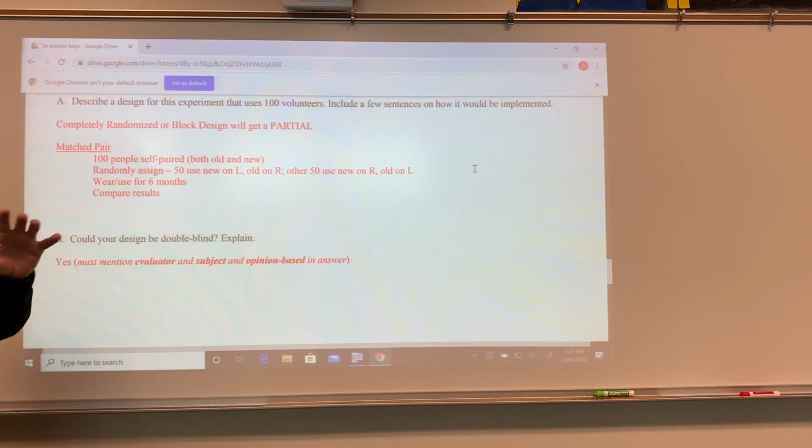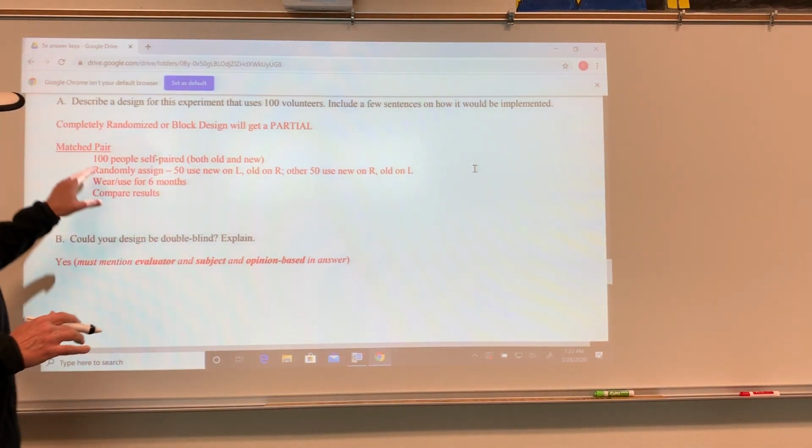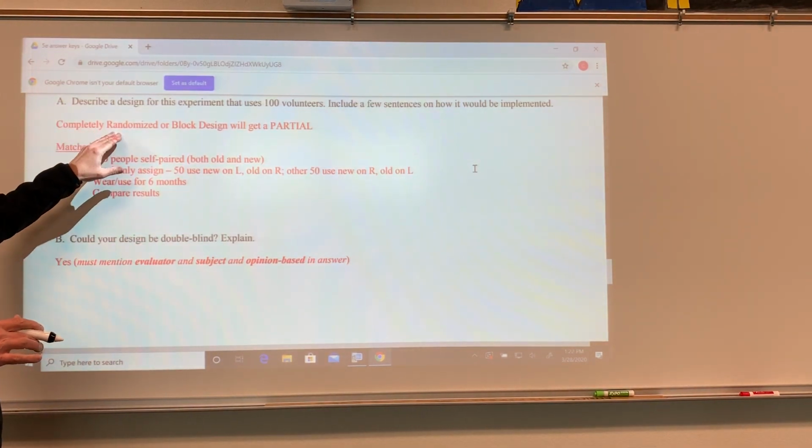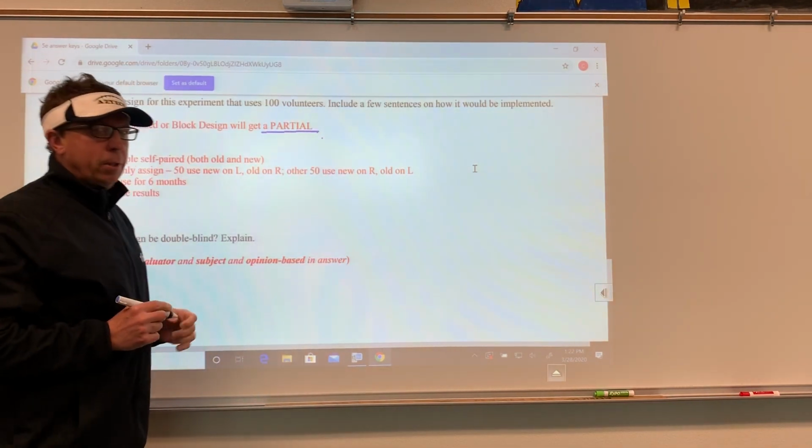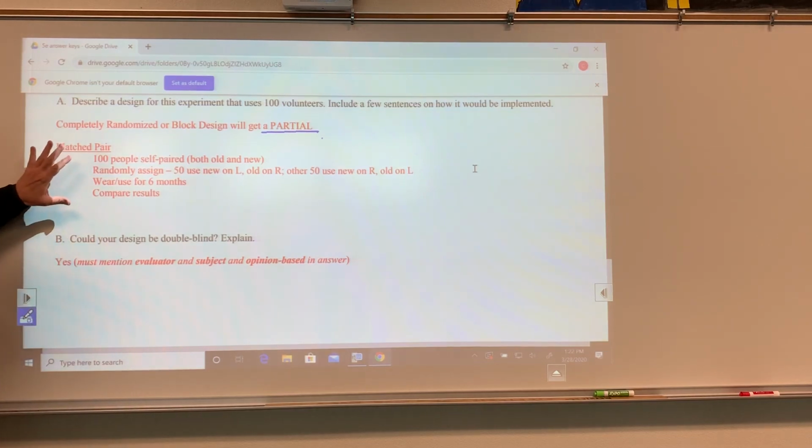So this was a question on the AP test many years ago, and the people that did a completely randomized or a block design got a partial credit. They didn't get much credit for it, okay? This is what you should do.